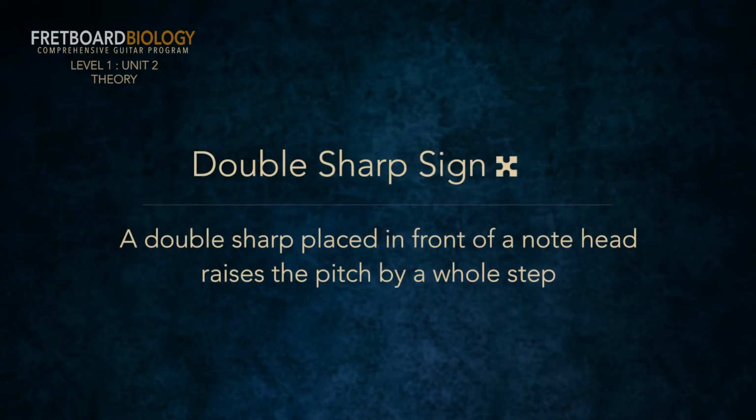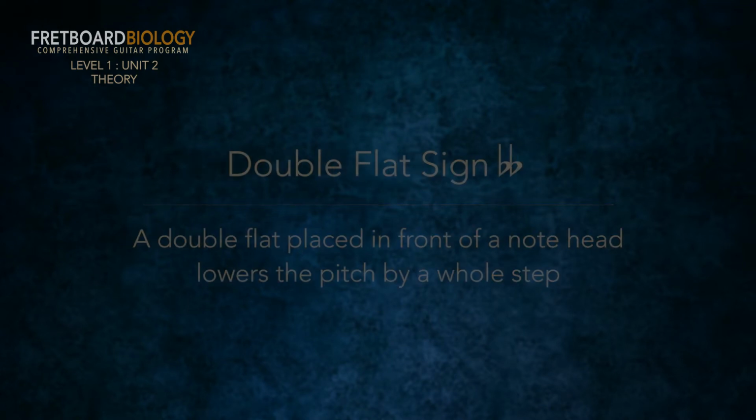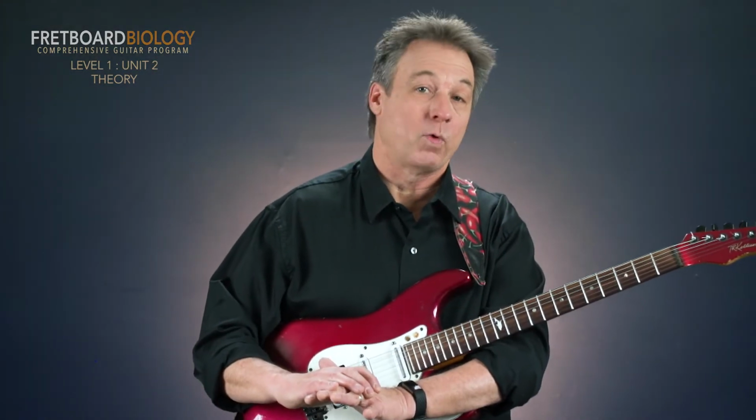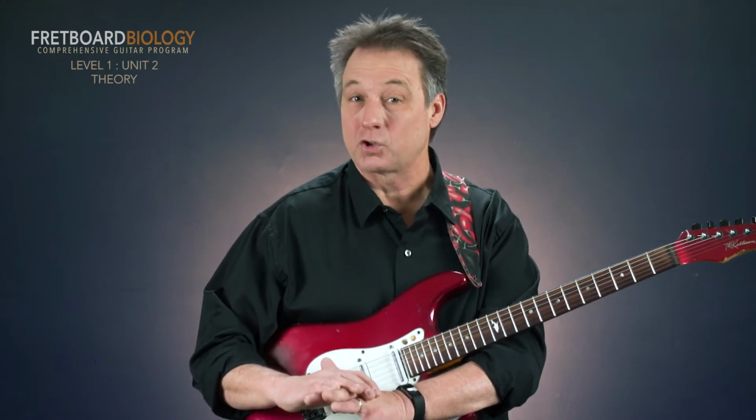There are things called double sharps and double flats. Double sharps raise a pitch by two half steps, which is a whole step, and double flats lower a pitch by two half steps or a whole step. We'll talk about that a lot more much later. So a natural note can be raised a half step by applying a sharp, and a natural note can be lowered a half step by applying a flat. It's important to know that we will be using sharps and flats to build scales and chords.